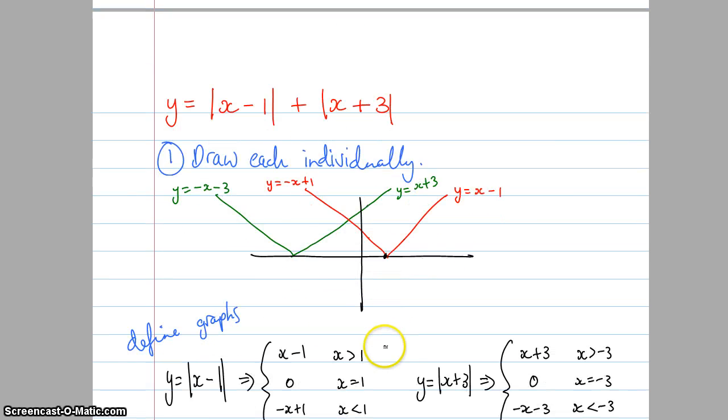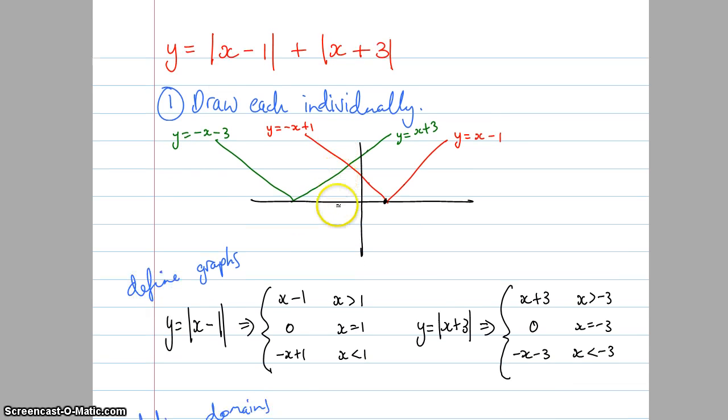And I've got this written down here. For the absolute value of x minus 1, when x is greater than 1, I've got x minus 1. When it's equal to 1, I've got 0. And when it's less than 1, I've got this line here. Similarly with the x plus 3 graph, and you can see that there. Then I want to say, before negative 3, I'm going to add this line with this line.